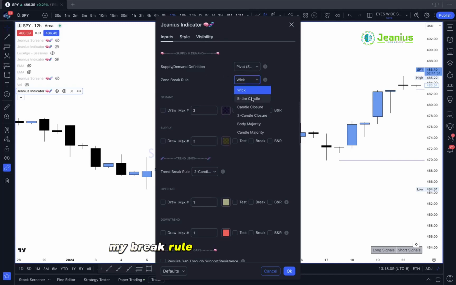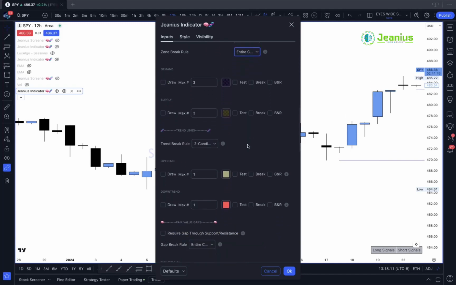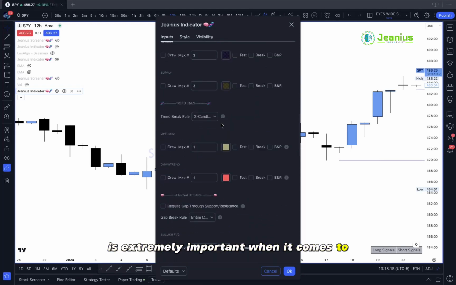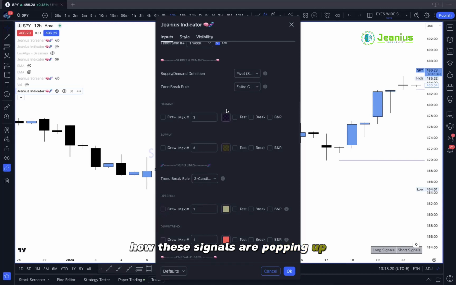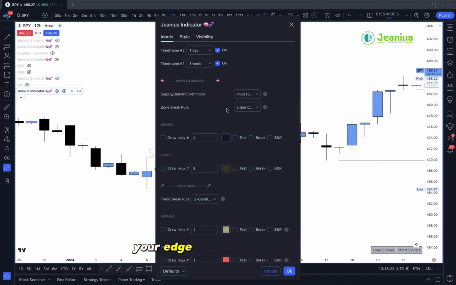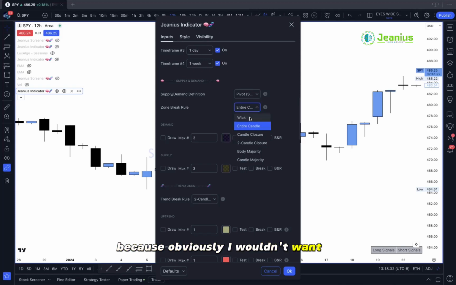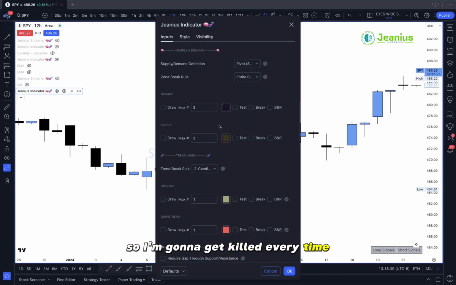My break rule, again, is the entire candle. And you'll see how this break rule is extremely important when it comes to how these signals are popping up, because you can have your edge completely written out, it could be correct, but if your break rule is not set the right way, then you're going to get false signals that don't align, because obviously I wouldn't want support, break, and retest off of a wick signal. I'm going to get killed every time.